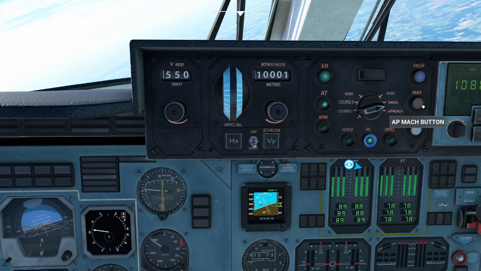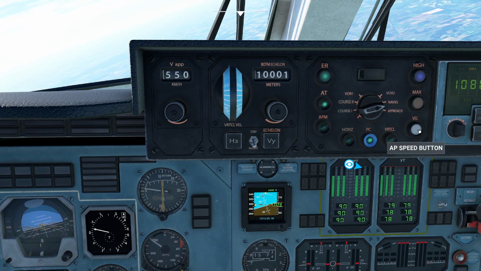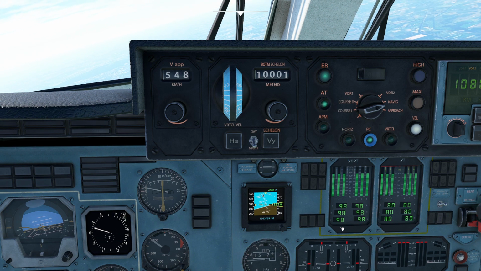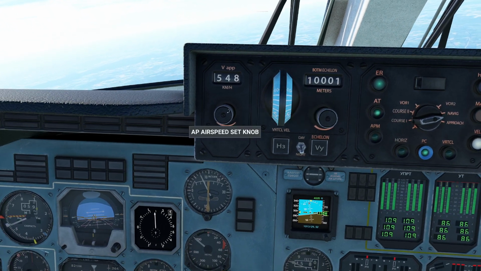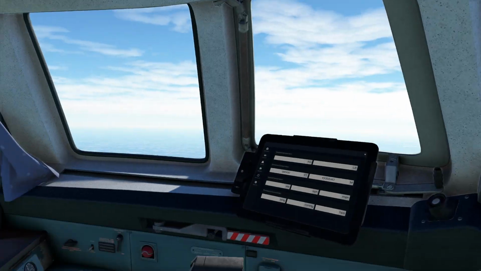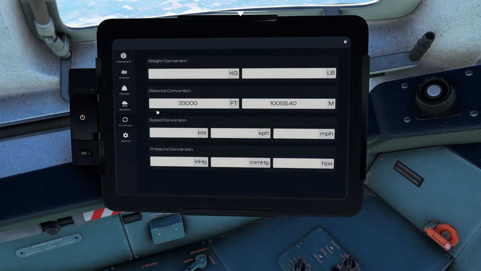I got to fix that. I'm going to come over here and press the AP speed button. That's going to go ahead and call my engines up to 120%. And it's also going to cause my aircraft to pitch up at my desired speed, which is 550 kilometers per hour. So again, this is kind of a little handy thing.